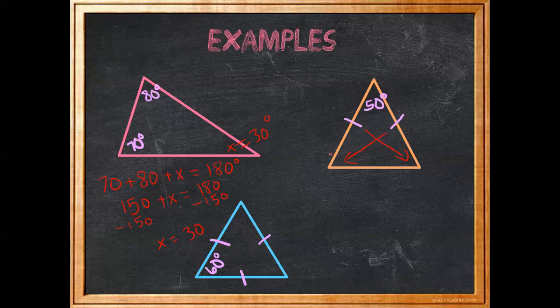So we know that 50 plus these two angles have to equal 180. So in order to do this one, to find out what these two angles are, first we're going to take 180 minus 50, and that means it's 130. So we know that 130 has to be divided up between these two. So then we're going to take 130 divided by 2, and we know that each angle is 65 degrees.